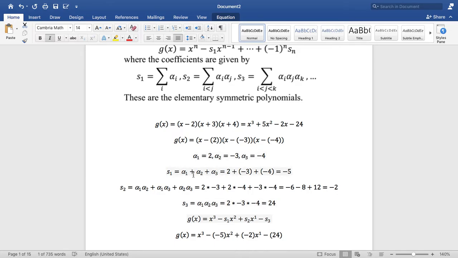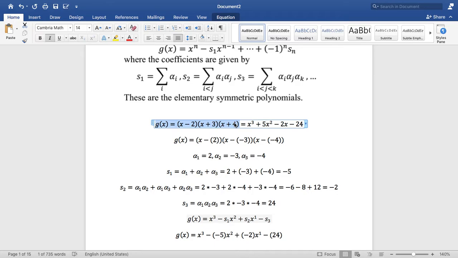So for example, do it yourself. If you let alpha 1 equal -3, alpha 2 equal 2, and alpha 3 equal -4, you will also get the same answer. Now, why is that? Because you could have written this g of x as x plus 3 times x minus 2 times x plus 4. That wouldn't have changed anything. Your coefficients would have stayed the same.